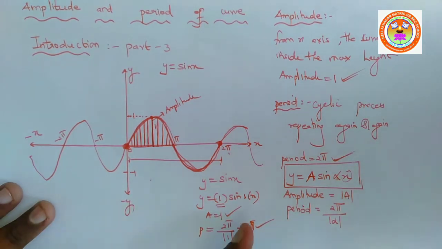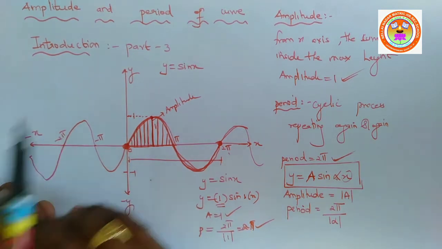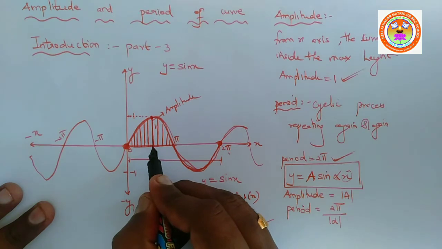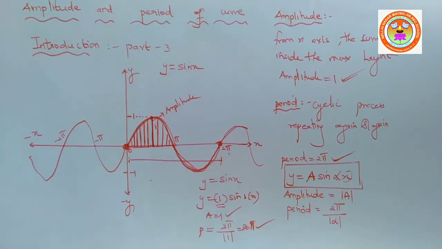From this, what is my amplitude? Amplitude is nothing but the maximum height, the maximum distance from the x-axis to the curve, which is 1. The period is the cyclic process repeating again and again. We have the general formula y is equal to A sine alpha x. So amplitude is modulus of A, and period is equal to 2 pi divided by modulus of alpha. With this, we will finish introduction part 3. In the next introduction, we will see the sine inverse diagram.